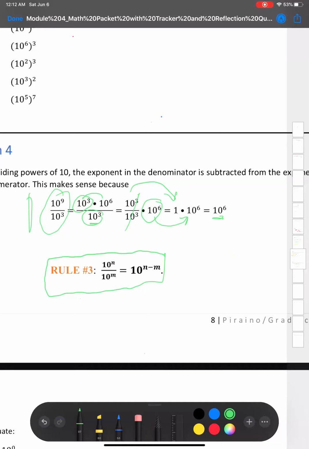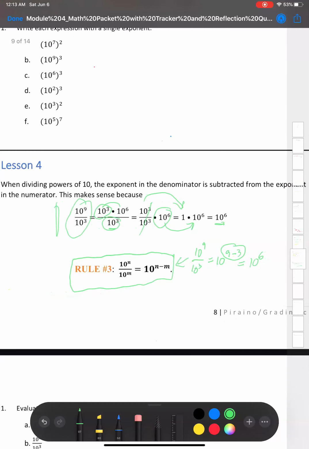Now you can go through, showing your work this way, or you can also show work just by using this rule here. In other words, 10 to the 9th power divided by 10 to the 3rd power is equal to 10 to the 9th minus 3rd, which is equal to 10 to the 6th, because 9 minus 3 is 6.